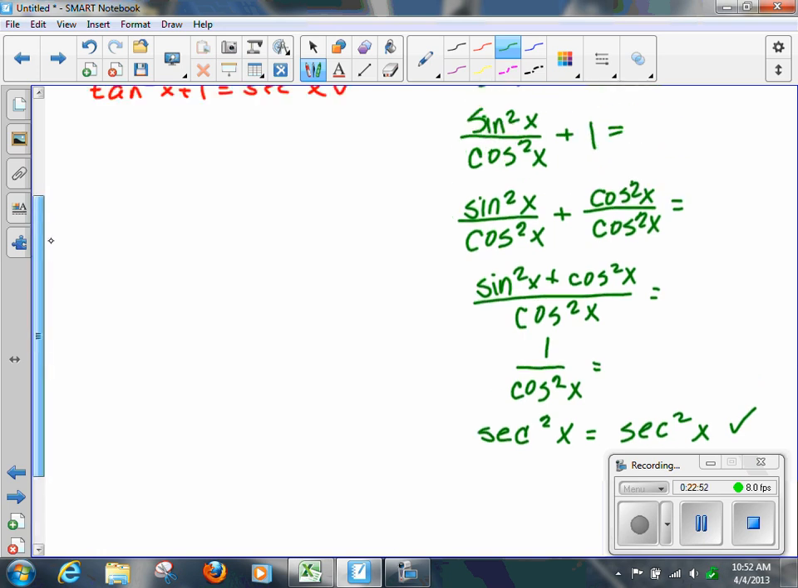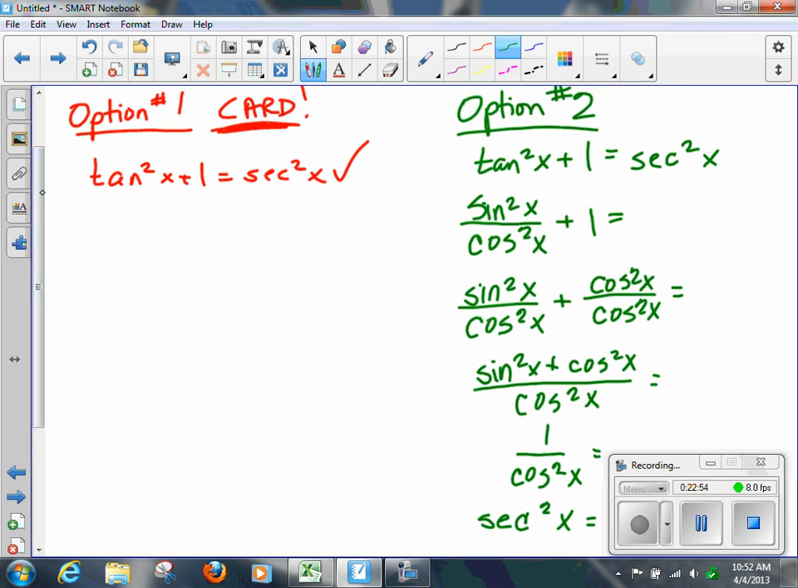Now, on a quiz or test, do I care which way you solve? No. Is there another way to solve that? Sure, probably. Are we going to take the time to do that? No, we're going to move on. Do you have any questions on that at all? Everybody cool? All right, let's look at example 4.